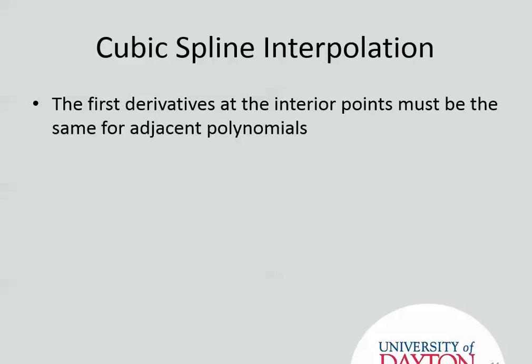So we're going to say our first derivatives at the interior points, so that's our x1, y1, x2, y2 points, are going to be the same for adjacent polynomials. So why do we say that, and why do we not say that they're equal to something? We don't really care what the derivative is at that point. It could be 0, it could be 1,000,000, it could be whatever it needs to be, but we want it to be the same. So why would we want the 2 polynomials to have the same derivative at that point? What does that tell us about the curves that we have?